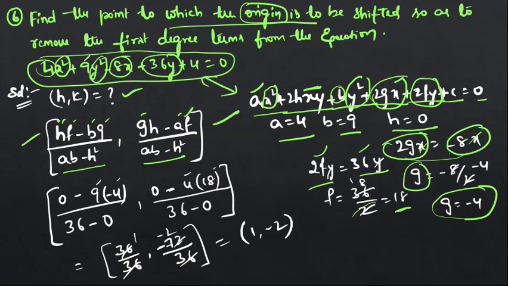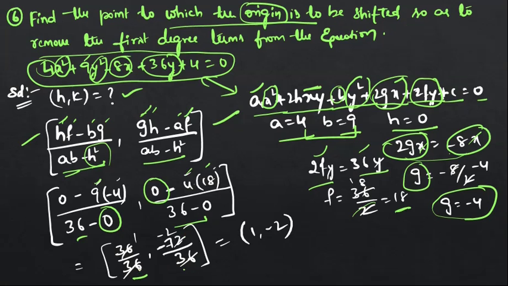So h is anyhow 0, so 0 into something will be 0 itself, minus bg. b is 9, right, and g is minus 4, right? So this is divided by ab minus h square. Here a is how much? 4, b is 9, 4 nines are 36, minus h square, h is obviously 0, so you'll get 0 itself. Here also g into h, h is 0, so you'll get 0, minus af, 4 into 18, by the same 36 minus 0. So when you simplify this, 9 fours are 36, so minus into minus, plus 36 by 36. Here 4 into 18 is 72 by 36.